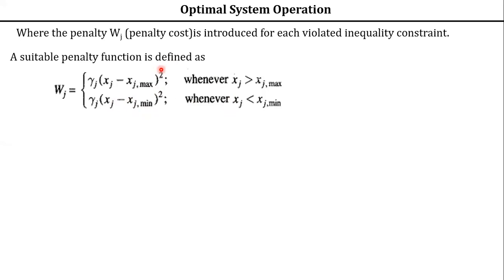Clear? Whole square. Why do we have to take whole square? What happens if we don't take whole square here? Because whatever penalty you are imposing, it should be a positive value.